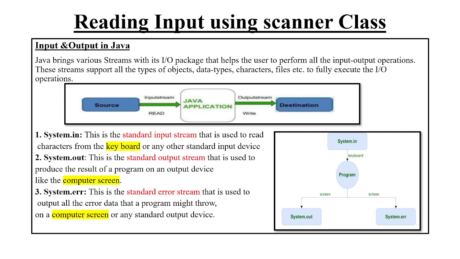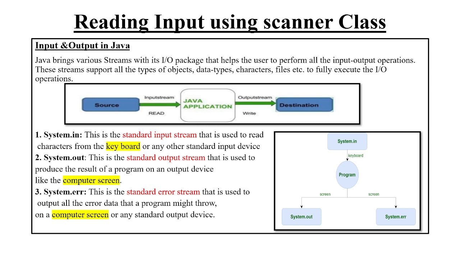Java brings various streams with its IO package, which are going to help us do all input and output operations in Java. They are System.in, which is a standard input stream used to read characters from the keyboard, and System.out, a standard output stream which is used to produce the result of the program on an output device like the computer screen.